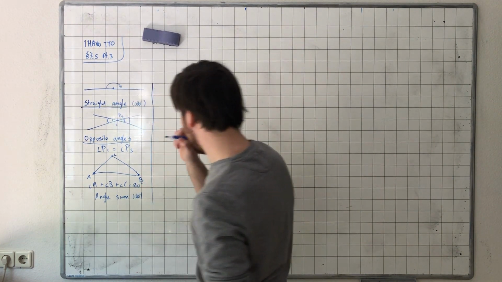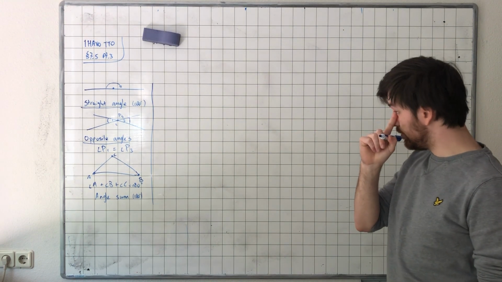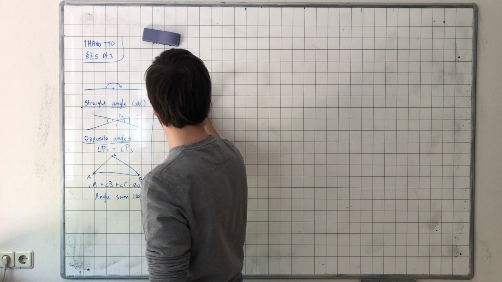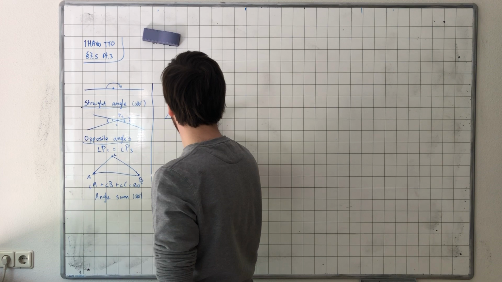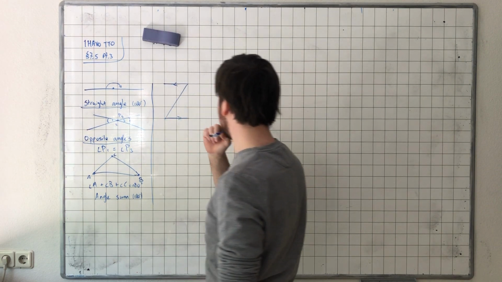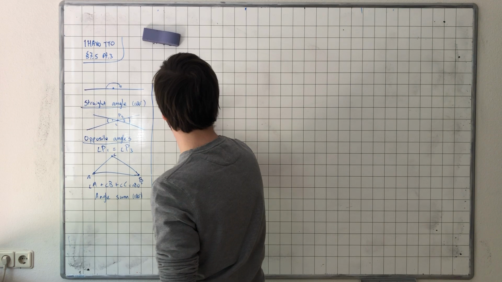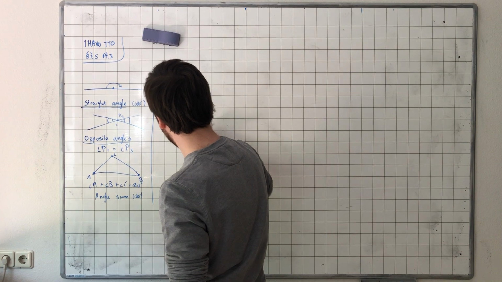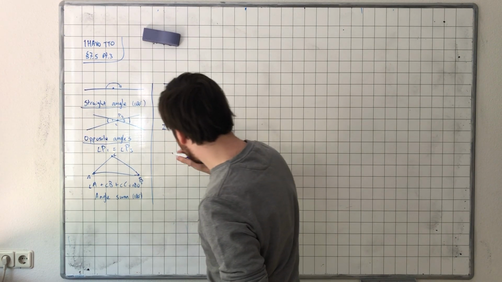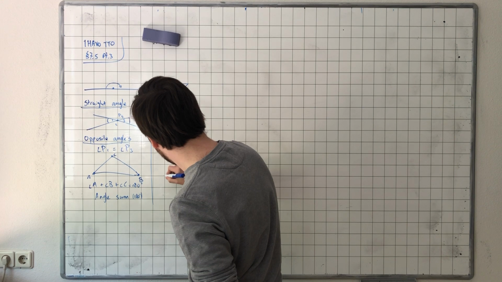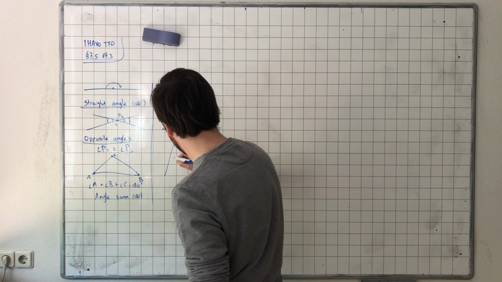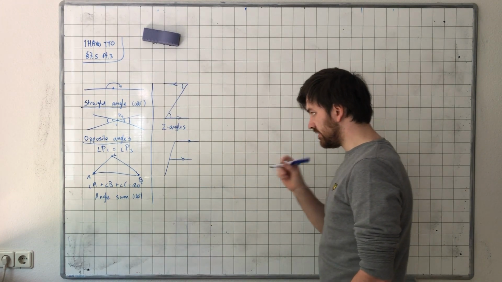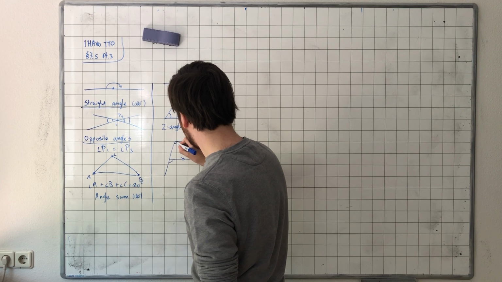Other things that you learned this chapter, yes, you also learned about Z angles. So, whenever you see something like this, remember that these two lines have to be parallel. Then there are two Z angles. And the same thing goes for F angles, which you also saw. Remember also two parallel lines, and then these two angles are equal.